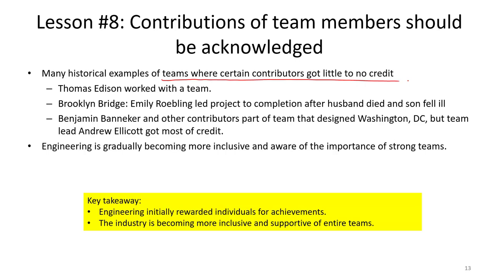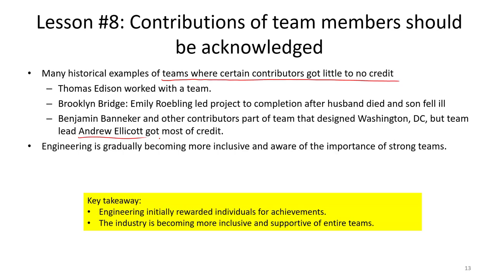Or the Brooklyn Bridge. Emily Roebling led the project to completion after her husband died and her son fell ill. But you don't necessarily see her name associated with the bridge. And another example, Benjamin Banneker and others helped design Washington, D.C., but the team lead, Andrew Ellicott, got most of the credit.